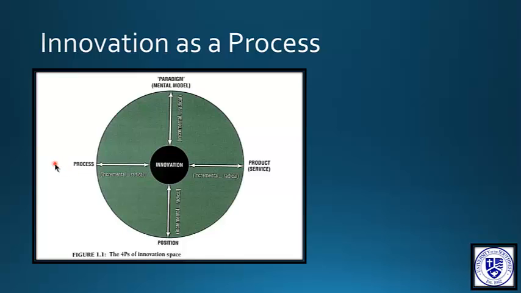And you'll see the interaction here. You'll see how we have these 4 P's of innovation space: process, product, paradigm, position. And within each one, we can have incremental or radical, also known as sustaining or disruptive innovation. And how all of these different dimensions come together, that's what forms our innovation strategy.